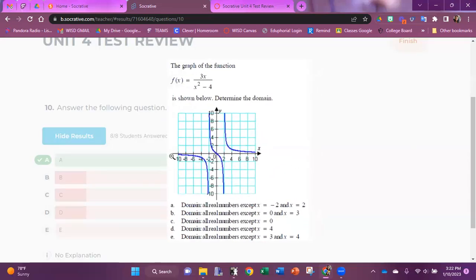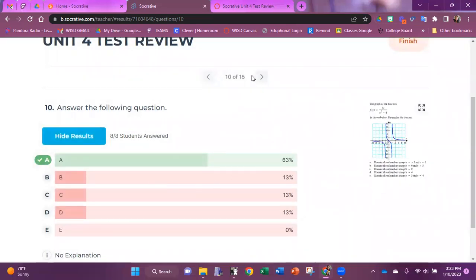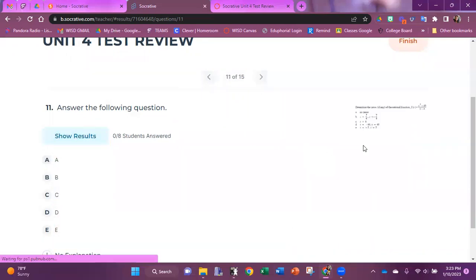Domain, left to right. I even gave you the function, but left to right, where's your asymptote? -2 and positive 2. It's the same graph. But you set that equal to 0. And so you have to take the square root of 4, which is 2 and -2.